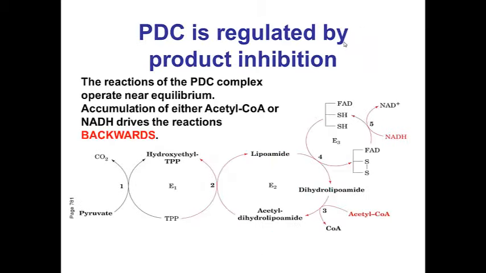So just to briefly review, the pyruvate dehydrogenase complex is regulated primarily by product inhibition. So these reactions can actually go in either direction because they operate near equilibrium. But if we accumulate too much acetyl CoA or too much NADH, this actually drives the reaction in the backwards direction to form pyruvate. This makes sense because, as you recall, pyruvate can then undergo gluconeogenesis to form glucose if we have very high energy conditions.